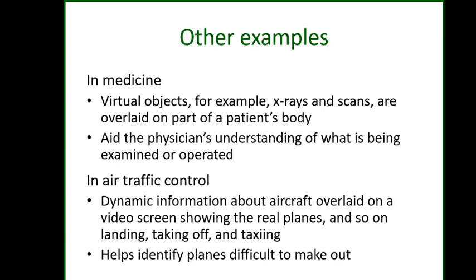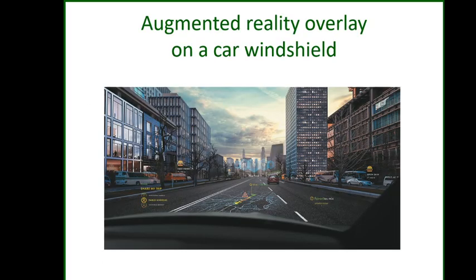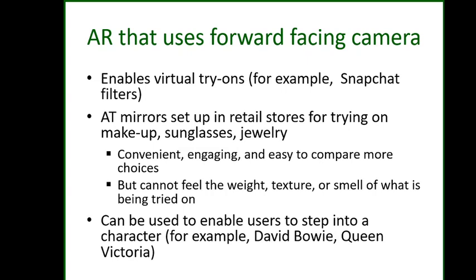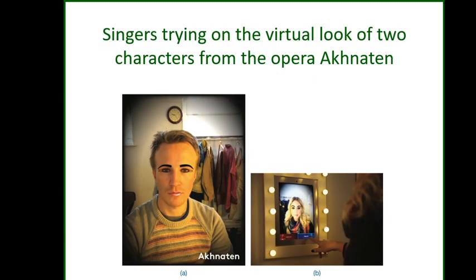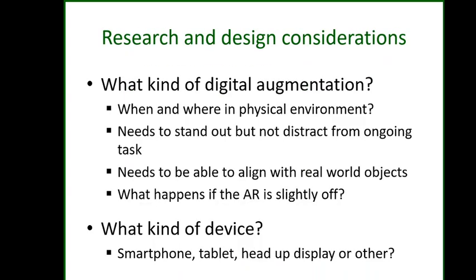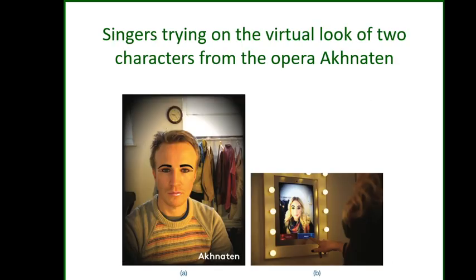In air traffic control, we have dynamic information about aircraft overlaid on a video screen showing the real planes and so on, landing, taking off, and taxiing. It helps identify planes difficult to make out. So, augmented reality overlay on a car windshield. Ayan. So, that is an example of that. Okay, we also can use augmented reality for trying on makeup like this one. Ayan.